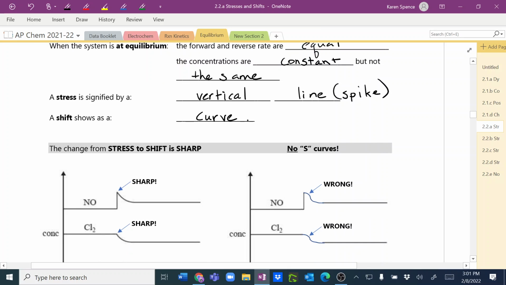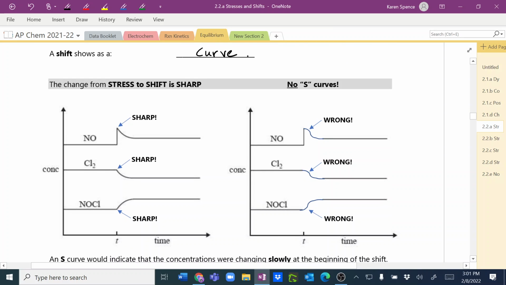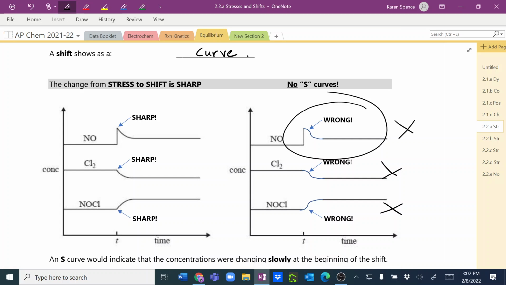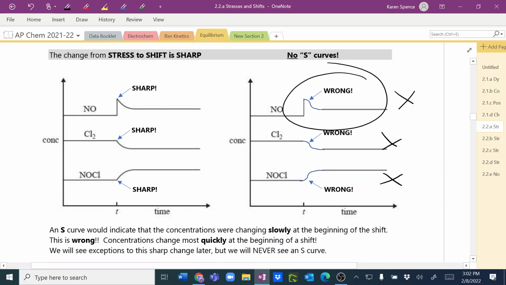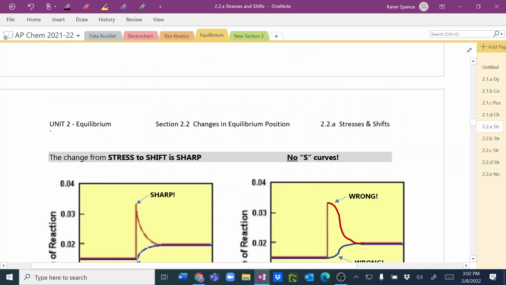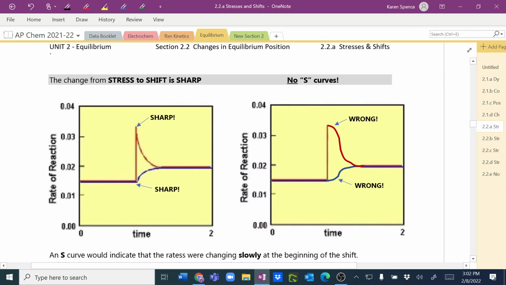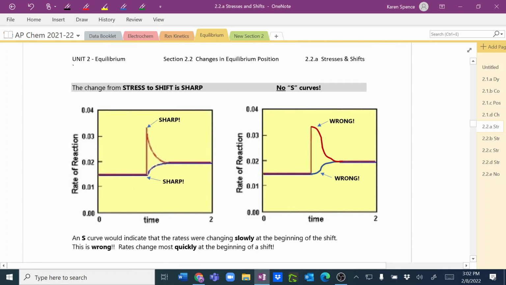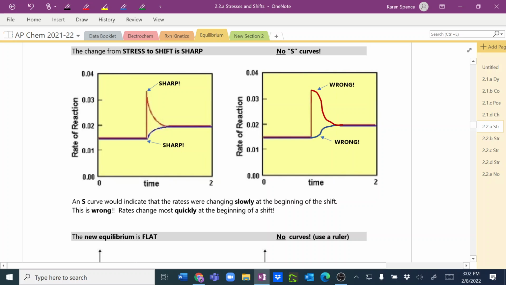Now, one thing I want you to watch out for is students have a tendency to draw me S curves. No S curves. S curves are bad. These are not good. I want it to be steep at the beginning, shallow later. I don't want it to be shallow, steep, shallow. Okay? No S curves.